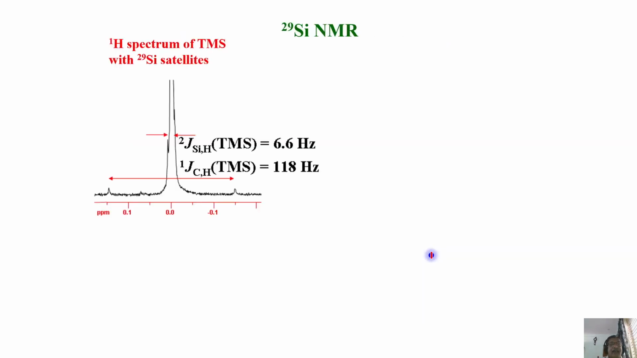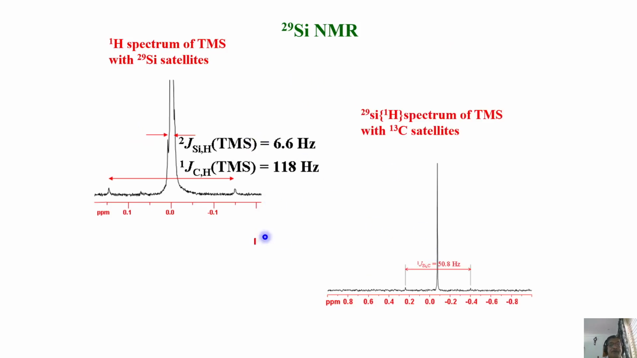So silicon NMR, of course, tetramethylsilane I showed you once, and in the TMS, this is the proton signal, these two are carbon-13 satellites, and these two are silicon satellites. On the other hand, I can see silicon NMR with proton decoupling, then I get carbon satellites. Very interesting, right? TMS, tetramethylsilane, silicon NMR is also possible. In proton NMR, I get silicon satellites and carbon satellites. If I see silicon NMR with proton decoupling, I see carbon satellites.